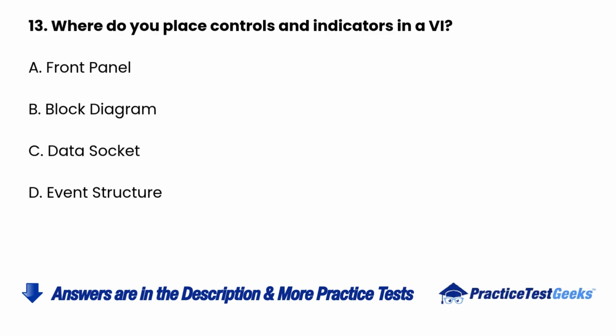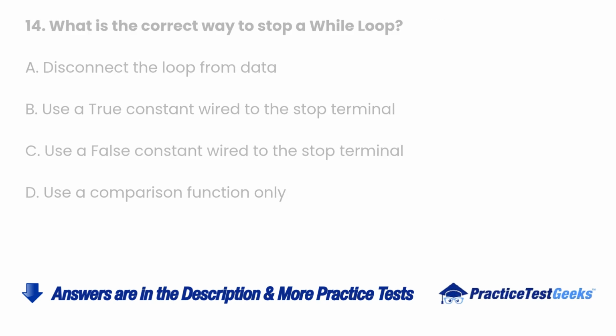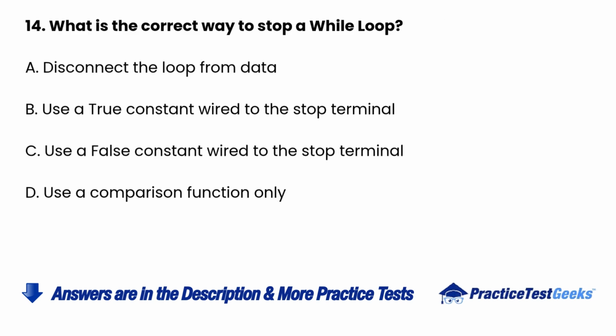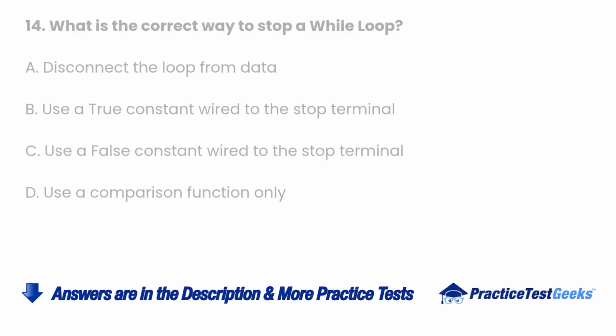13. Where do you place controls and indicators in a VI? A. Front panel. B. Block diagram. C. Data socket. D. Event structure. 14. What is the correct way to stop a while loop? A. Disconnect the loop from data. B. Use a true constant wired to the stop terminal. C. Use a false constant wired to the stop terminal. D. Use a comparison function only.